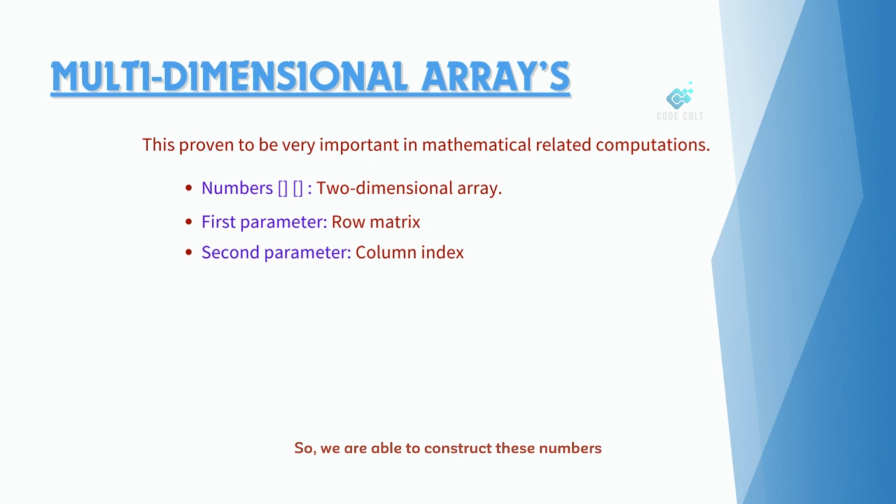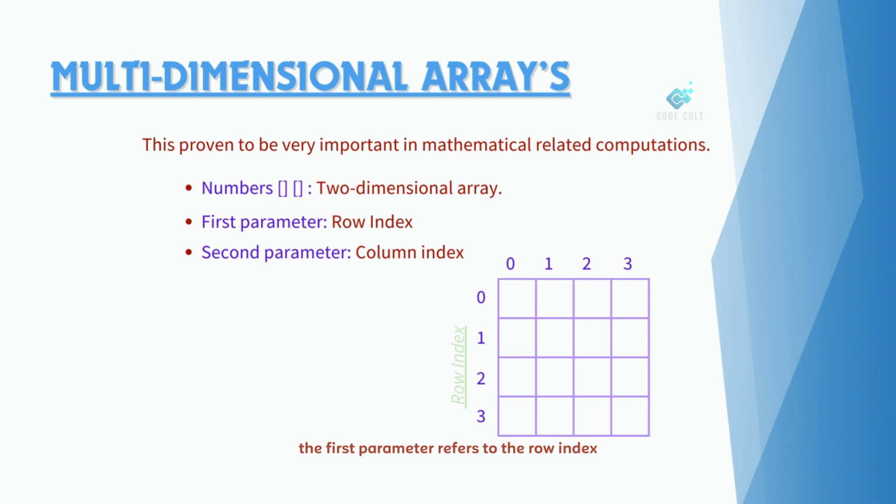So we are able to construct this numbers two-dimensional array. The first parameter refers to the row index. The second parameter refers to the column index. So for example, this number 2, 3 means that it is in the numbers two-dimensional array where the row index is equal to 2 and the column index is equal to 3. So it references this red square.